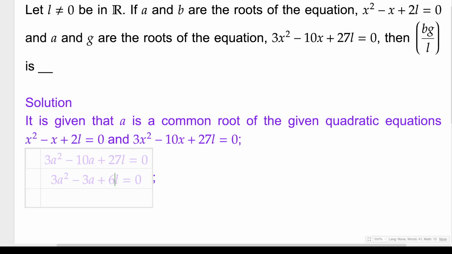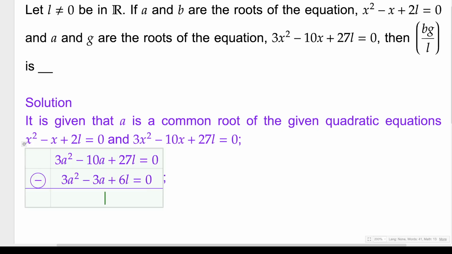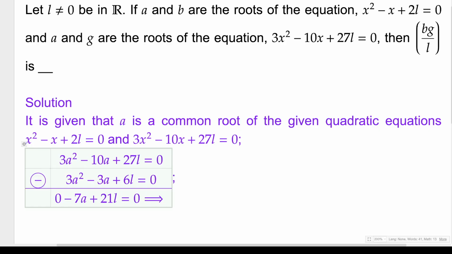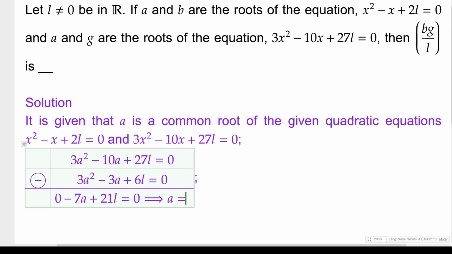Now, I will perform the subtraction operation. On subtracting, the 3A square and negative 3A square become 0, and this becomes negative 7A plus 21L equals 0. And from this we can say that A is equal to 3L, right?